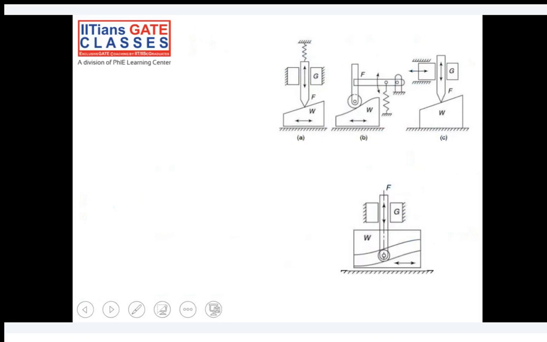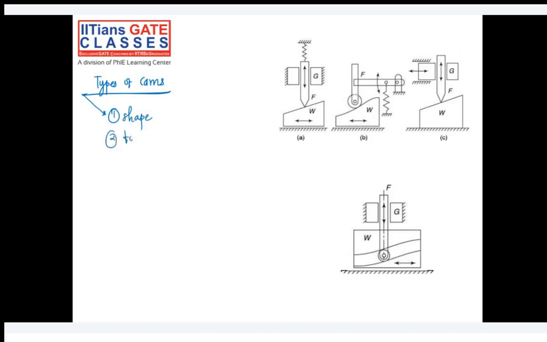Types of cams. Write down the heading: types of cams. Cams are classified according to the shape, according to the follower motion or follower movement, and what kind of constraint you are putting on the follower. So I'll say manner of constraint of the follower.